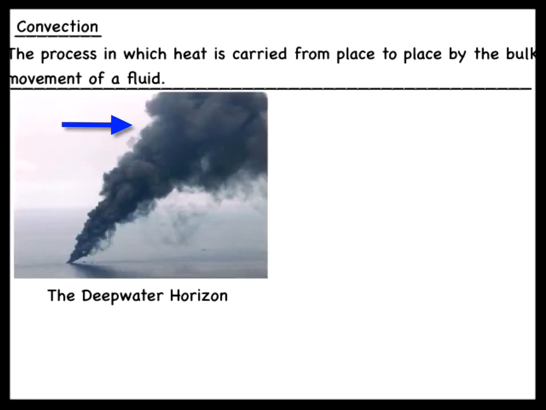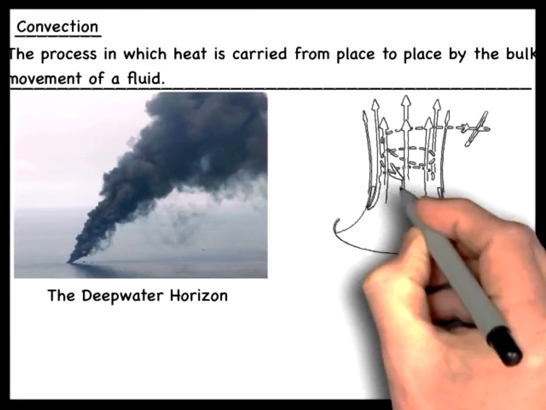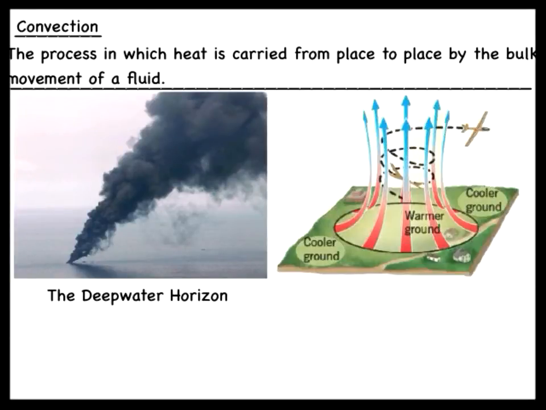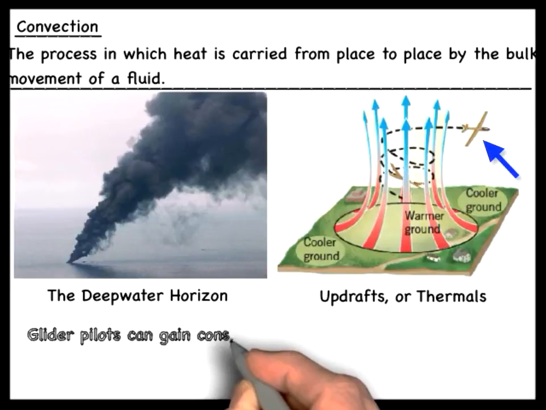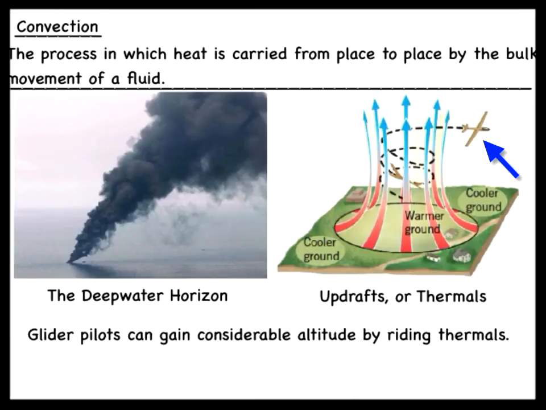Another example of convection occurs when the ground is heated by the sun's rays, which warms the layer of air directly above the ground. The surrounding cooler air pushes the warm air upward. This resulting updraft of air, or a thermal, can be quite strong. In fact, glider pilots can gain considerable altitude by riding the thermals.